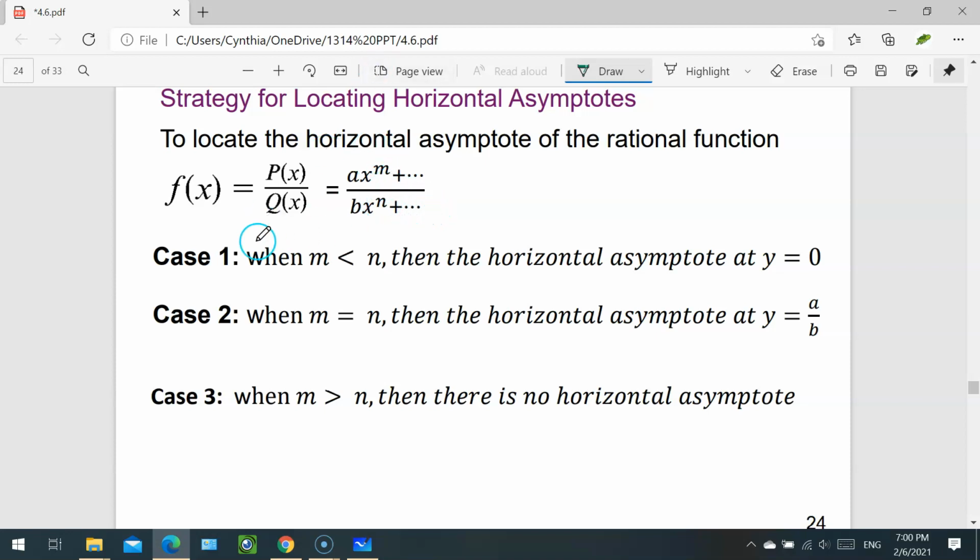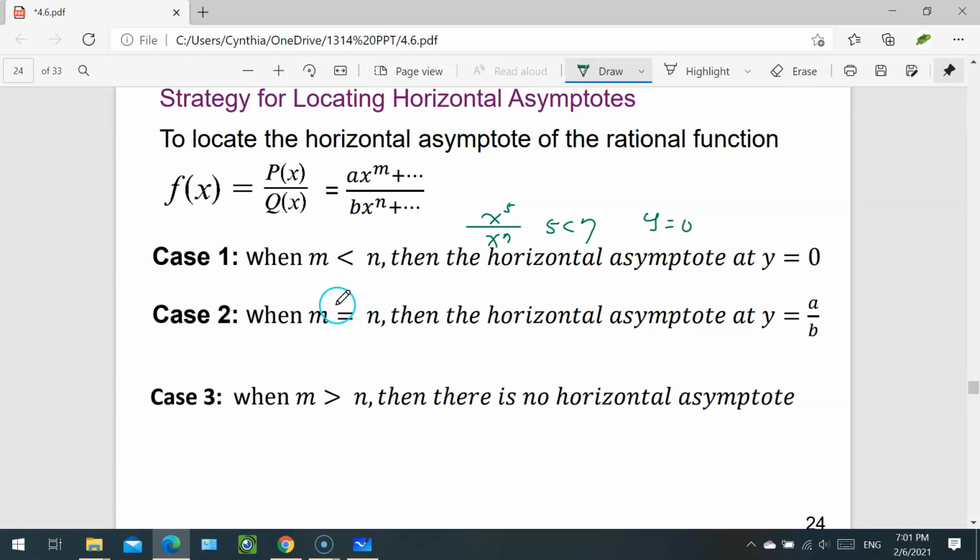To find the horizontal asymptote, we need to consider 3 different conditions. The first condition is when the highest degree power on the top is less than the highest degree on the bottom. For example, you have x to the power 5 over x to the power 7. So 5 is less than 7. In that case, your horizontal asymptote is y equals 0. So you will have a horizontal dashed line passing through y equals 0.